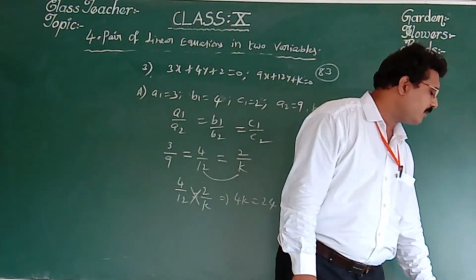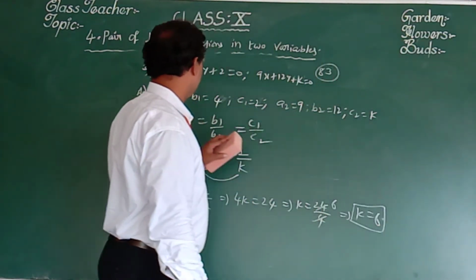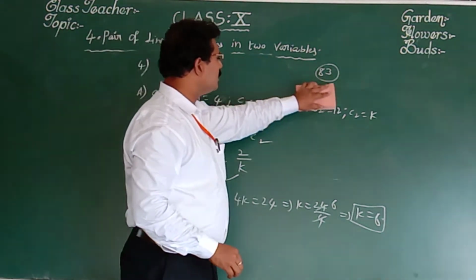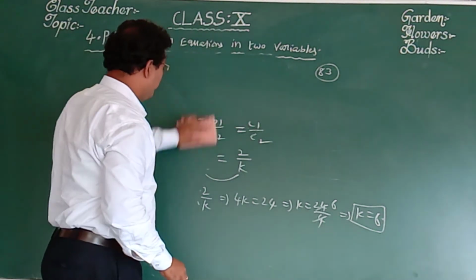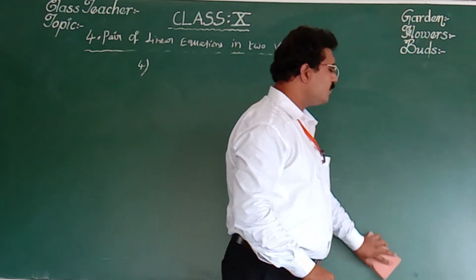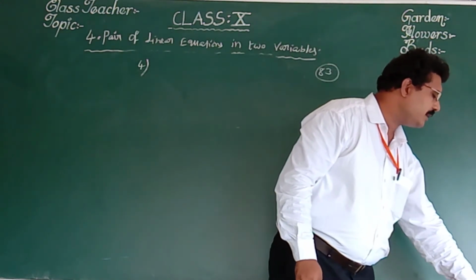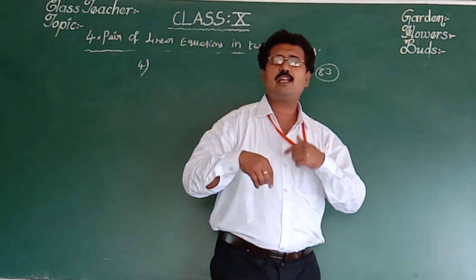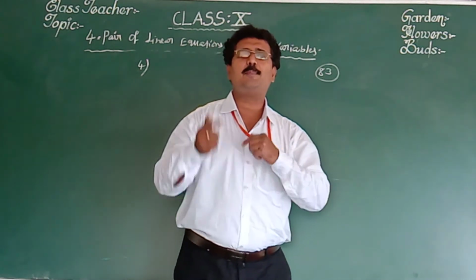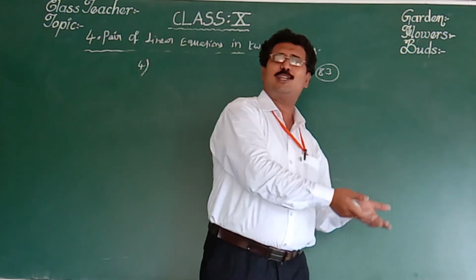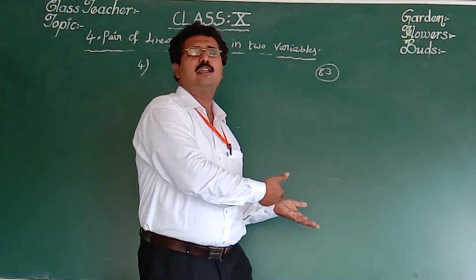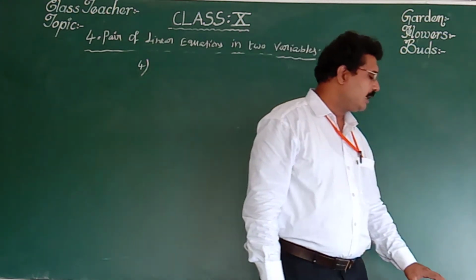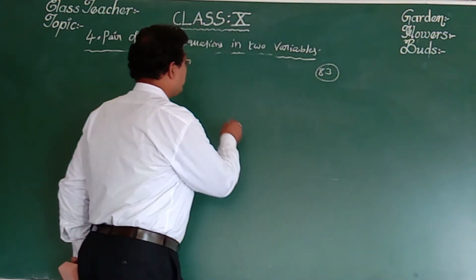Now the fourth problem. For what positive values of p does the following pair of linear equations have infinitely many solutions? Infinitely many solutions means they are dependent lines. Dependent lines means coincident lines. Again, as in the previous model, a1/a2 = b1/b2 = c1/c2.